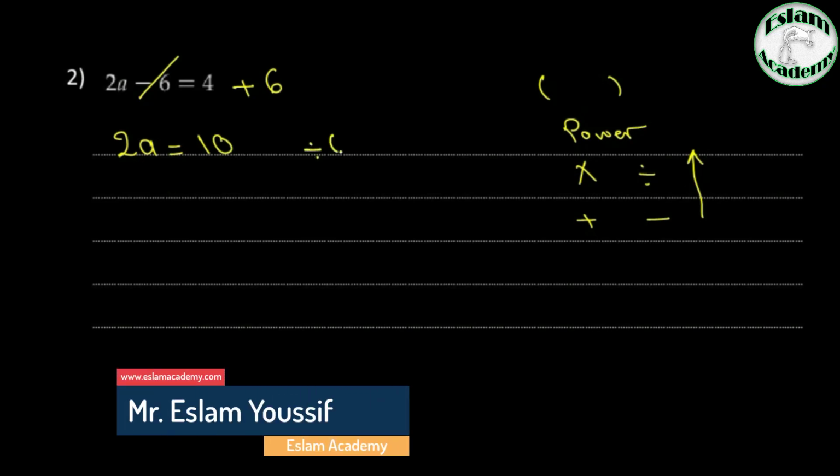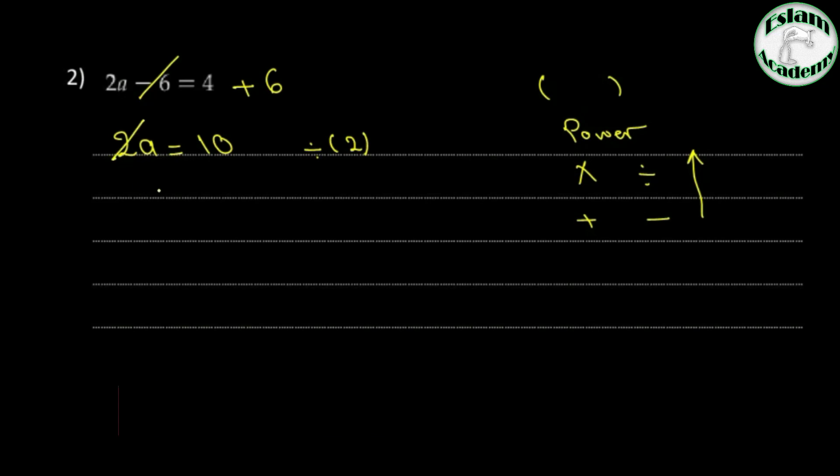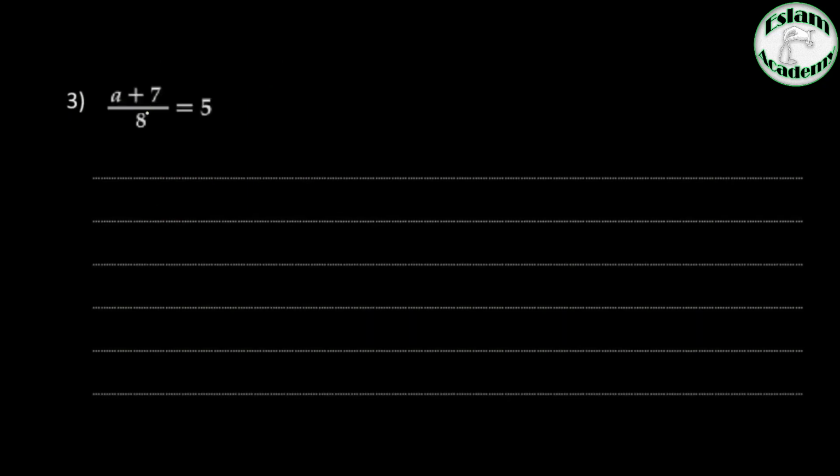2a equals 10. It means we will divide by 2 because it is 2 times a. So we'll use the inverse operation, which is division. So a is equal to 10 divided by 2, which equals 5. Number 3: a plus 7 over 8 equals 5. In this problem, we have addition and division.